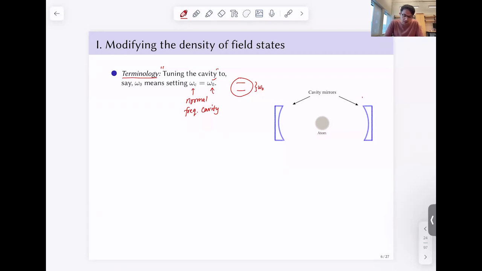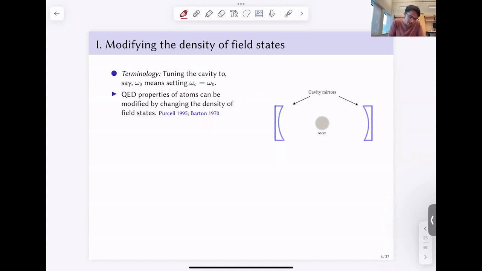And on the right, you have the schematic sketch of a cavity. It has two mirrors, and you place an atom between the mirrors. And it is known that if you do such a thing, the quantum electrodynamical properties of an atom would get modified. And it can also be seen from our expression of gamma nu, which depended on the density of field states.